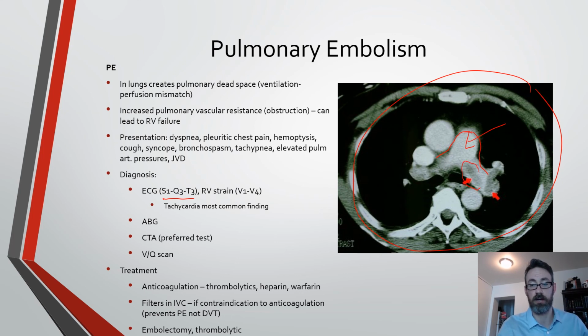You can see one right here. You can see more right there. These are filling defects. They're filling defects because the contrast is going around the clot. And so that would help us to localize and indicate the size of the thrombus and so on. VQ scan is really just measuring ventilation to perfusion to measure the dead space area.